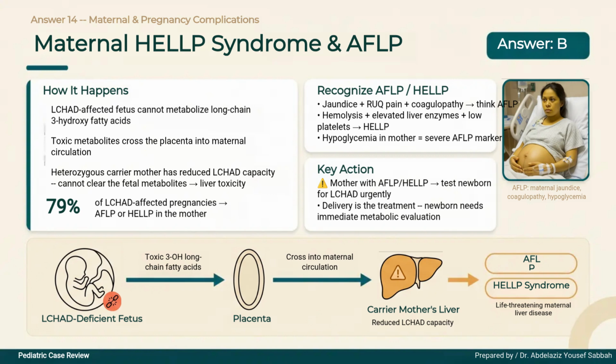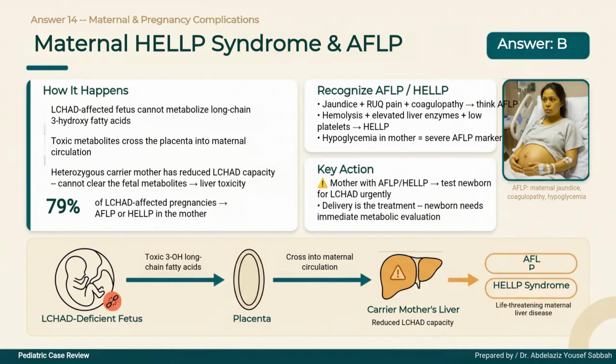This is one of the most important and unique associations in LCHAD deficiency. Here is how it happens. The fetus has LCHAD deficiency and cannot metabolize long-chain 3-hydroxy fatty acids. These toxic metabolites cross the placenta into the maternal circulation. The mother is an obligate heterozygous carrier, so she has reduced LCHAD capacity herself and cannot clear the fetal metabolites, which leads to liver toxicity. The result is acute fatty liver of pregnancy or HELP syndrome. About 79% of LCHAD-affected pregnancies are complicated by acute fatty liver of pregnancy or HELP in the mother.